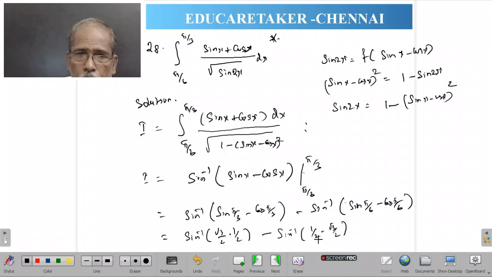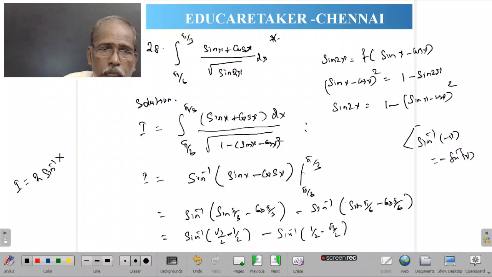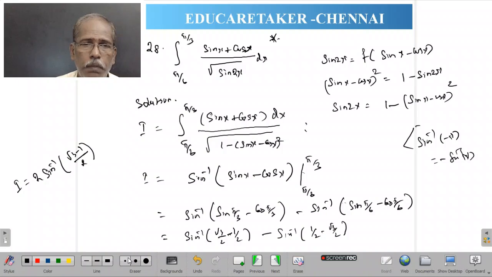We can apply the concept that sin inverse of negative x is nothing but negative of sin inverse of x. Look at the value. Root 3 by 2 minus 1 by 2, and here 1 by 2 minus root 3 by 2, so it can be written as I equal to 2 times sin inverse of (root 3 minus 1) by 2. So this is the final answer, and copy it.